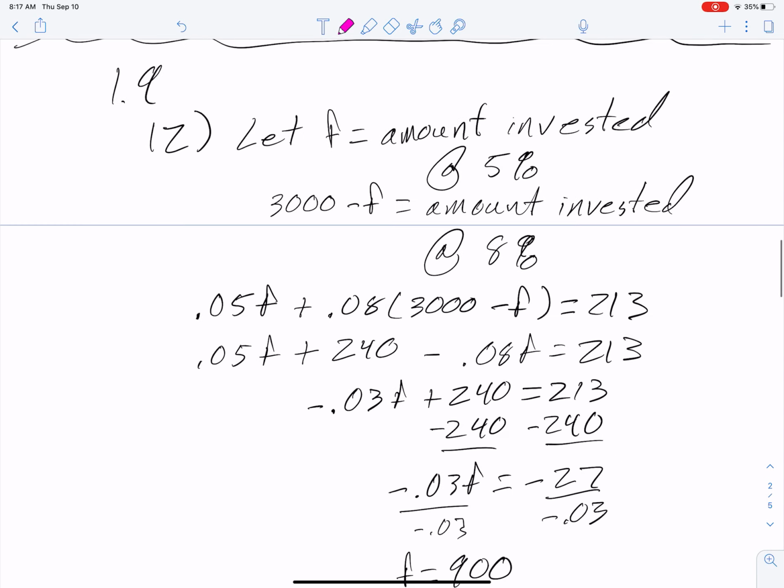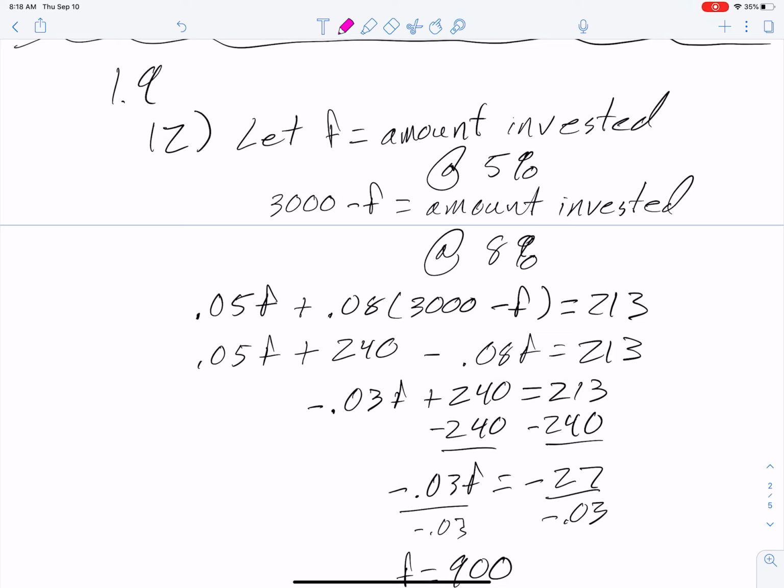Let's start at number 12. Larry has an annual return of $200 and $213 from a $3,000 investment at simple interest, some at 5% and the rest at 8%. How much is invested at each rate? So I started with F is the amount invested at 5%, meaning that 3,000 minus F is the amount invested at 8%. There's no reason that you could not have started with your 8% investment and then done 3,000 minus that value, but I decided to start with the 5%.